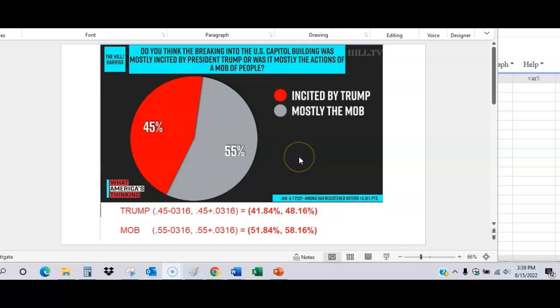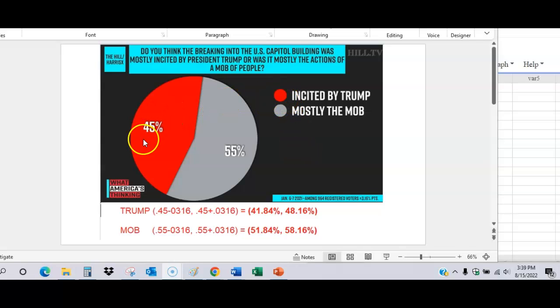So here's an example that I just grabbed off the internet. This was a poll taken last year right after the breaking in of the U.S. Capitol, and it says among 964 registered voters. So this is their sample size, n equals 964. And the question was, do you think the breaking into the U.S. Capitol building was mostly incited by President Trump, or was it mostly the actions of a mob of people?